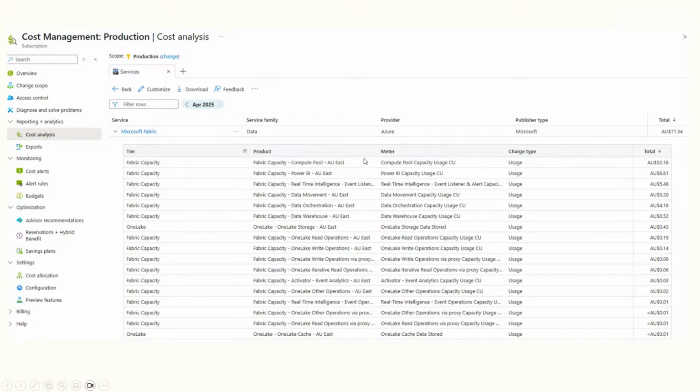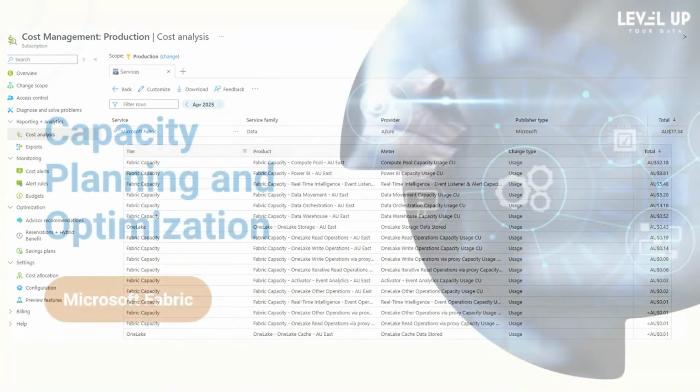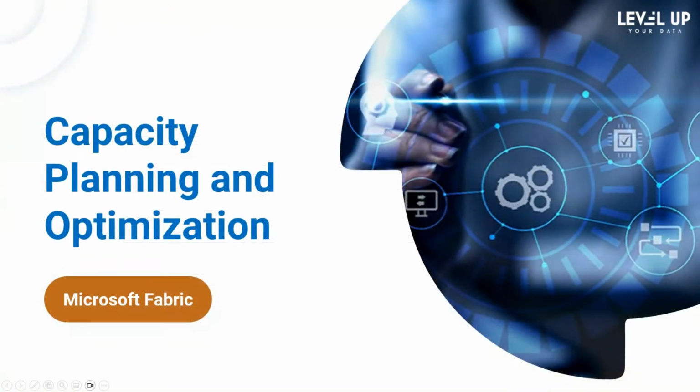But I wanted to show you a specific approach to understand what is happening with your Fabric capacity. And yeah, remember, if your Fabric capacity is running, you could be wasting resources if you're not using them. And that's going to open a lot of new opportunities. And that's why we're going to move towards the capacity planning and optimization section.